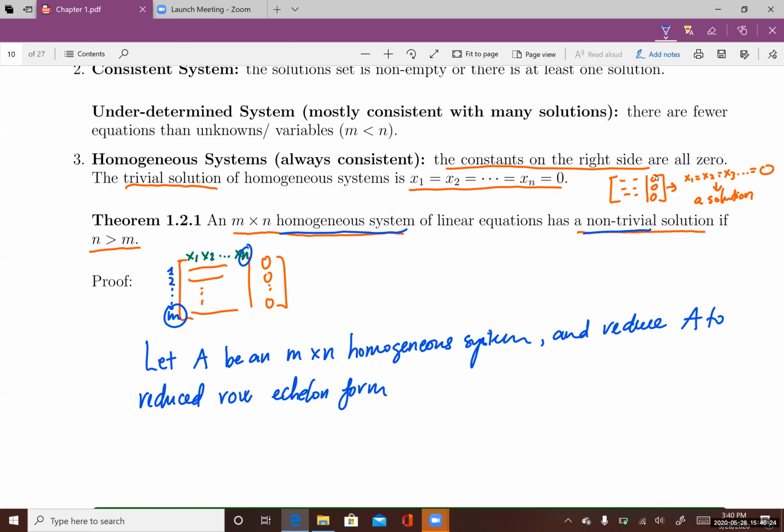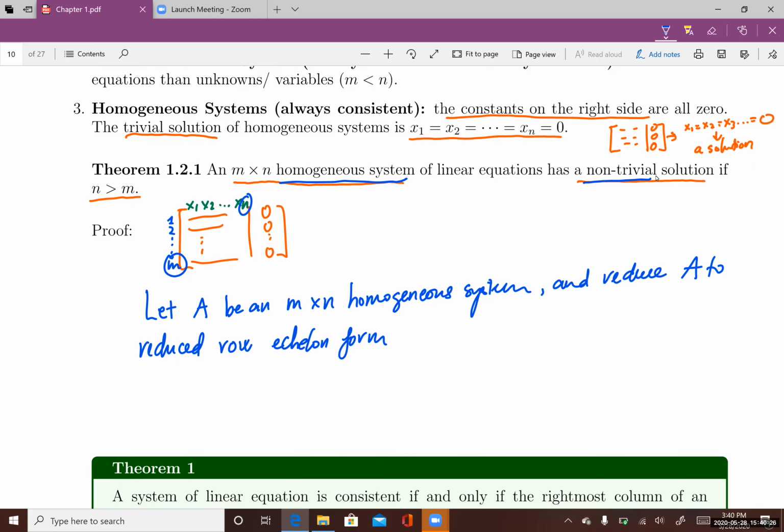So you start with this matrix A here, right? Start with x11, x12, x1n, and x21 down to xm1. And you go to xmn. And then your constant column will be just 0.